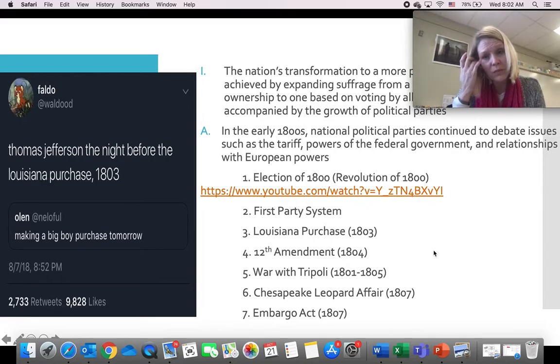Well, John Adams tried, and it backfired, to use the Alien and Sedition Acts to get himself reelected and kind of quash any dissenting voices against him. It didn't work, and Thomas Jefferson is elected to be the president. So now we have the first party system.